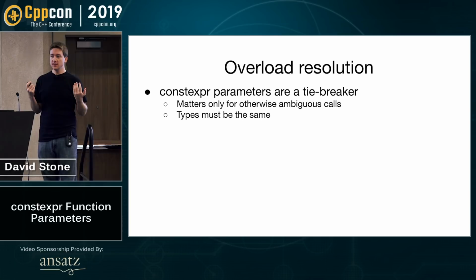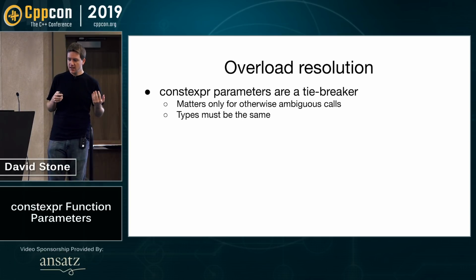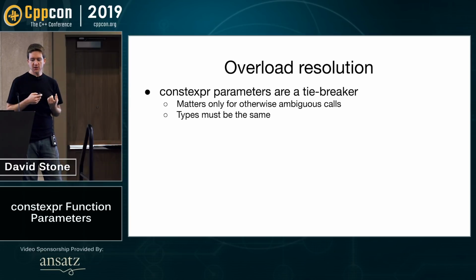Overload resolution for constexpr parameters has constexpr basically being a tiebreaker. It matters only for otherwise ambiguous calls, and the types have to be the same.